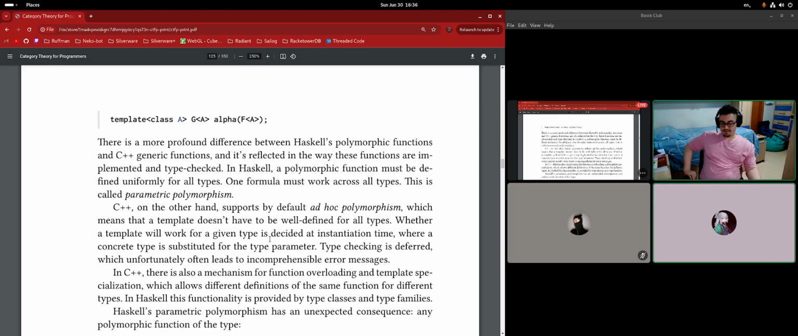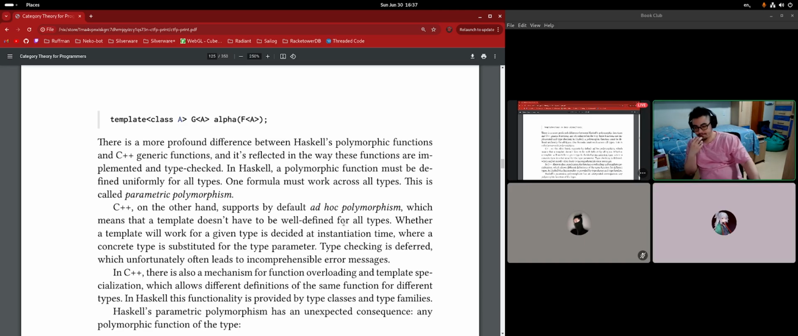We had some experience with that, right? But this is important. Whether a template will work for a given type is decided at instantiation time, which I'm understanding happens at runtime. No, it's not runtime. It's when you actually instantiate the polymorphic type to a concrete one. That's when the check happens. Like when you instantiate the type variable into a concrete type, that's when the check happens. Ah, I see. When you're making it specialized, right?